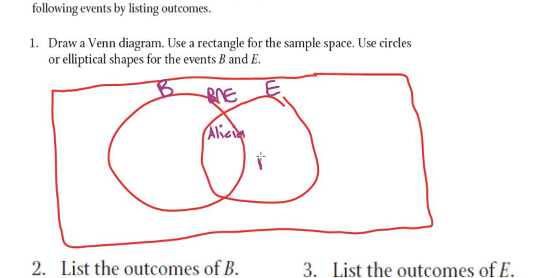Well, her name ends with a vowel. Then we have Steve. His name ends with a vowel. Then we have Don. His does not begin or end with a vowel, so his goes out here. And then we have Ellis, whose name begins with a vowel, so Ellis goes right there. So that is what your Venn diagram should look like when it's completed. And again, the whole thing there is the sample space.